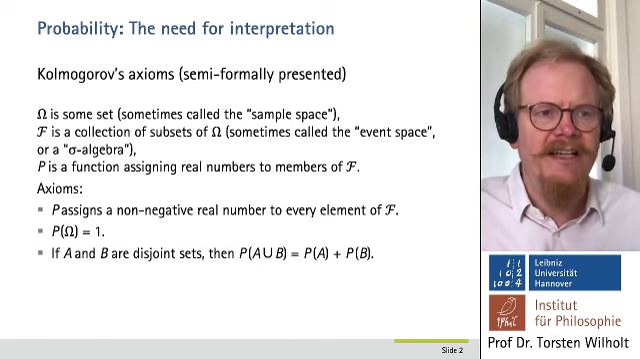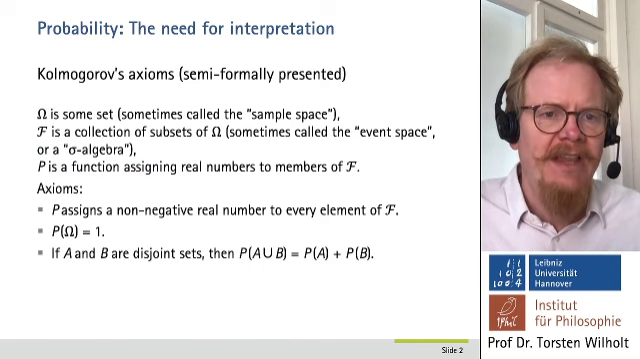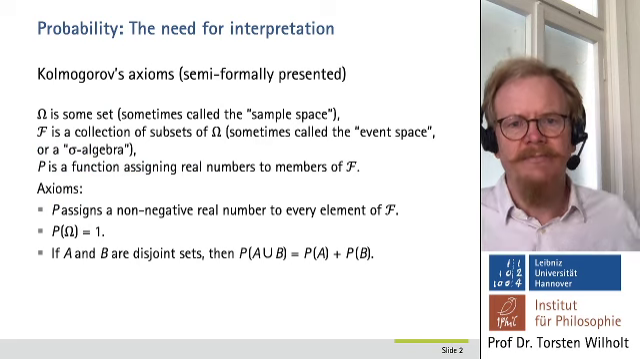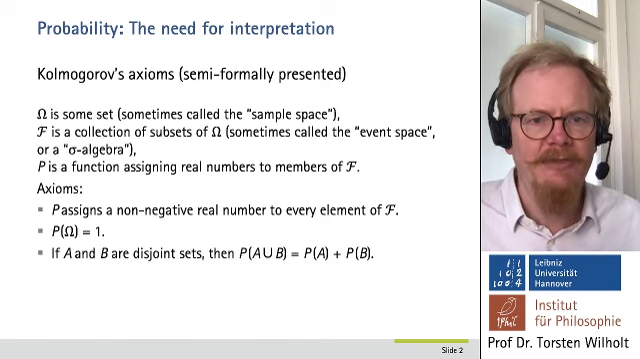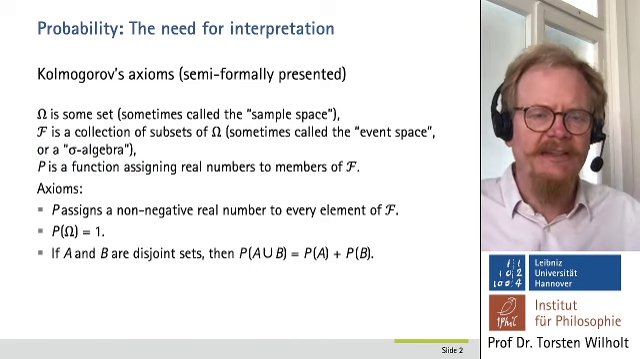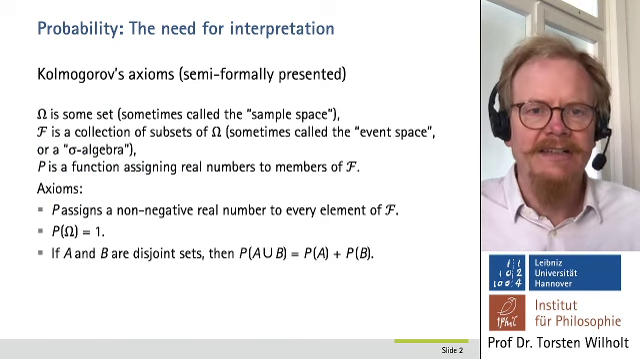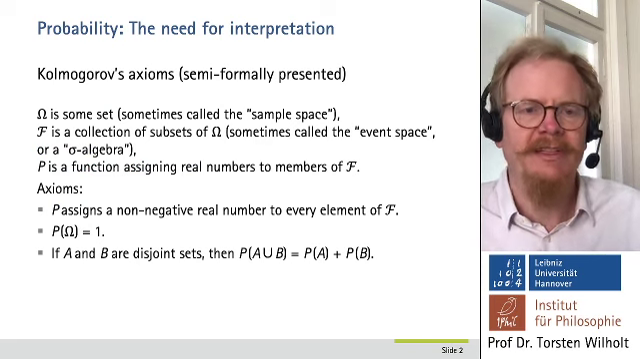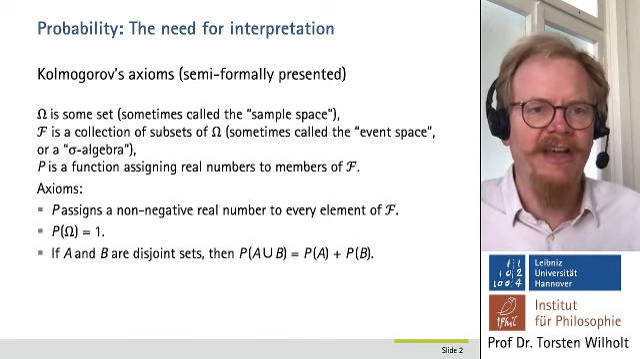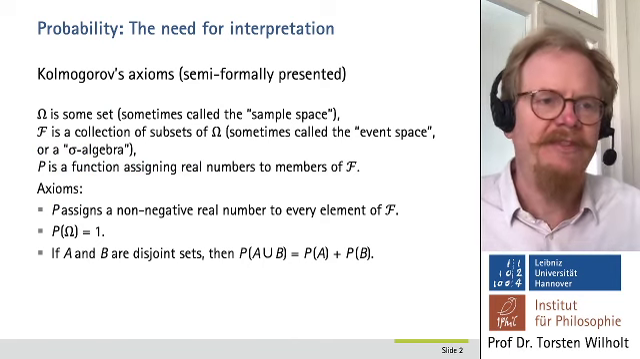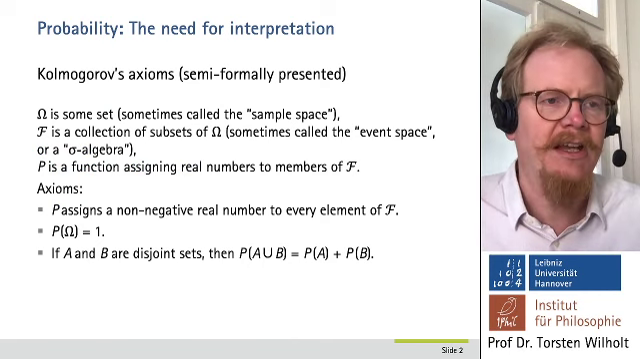So Kolmogorov starts from a set, some kind of set, omega. Omega is some set. This is usually called the sample space. F is a collection of subsets of omega, sometimes called the event space or a sigma algebra. F has to fulfill some conditions to qualify as a sigma algebra. In particular, it has to be closed under complement. That means that whenever any set is a member of F, the set that you get by subtracting that set from omega also has to be a member of F, and it has to be closed under intersection. That means if A and B are both members of F, then the intersection of A and B also has to be a member of F. Don't worry about this. It won't matter much for the informal sketch I want to give you.